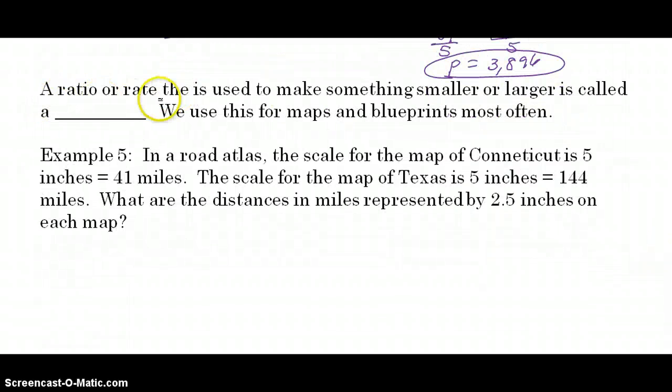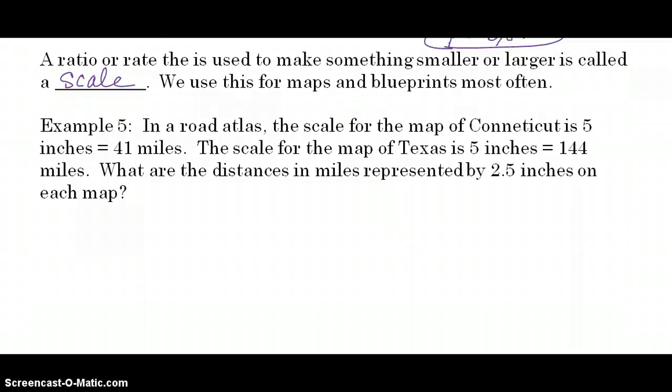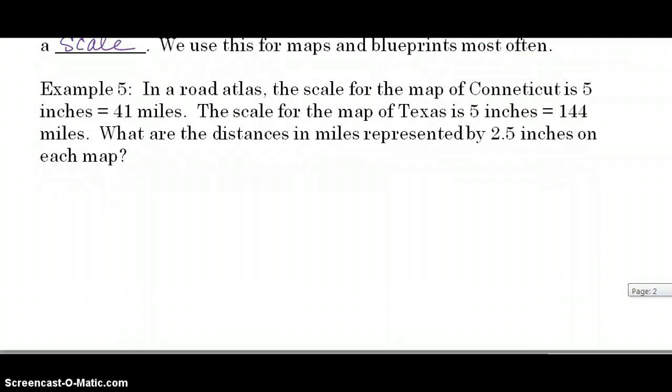Sometimes a ratio or a rate is used to make something smaller or larger. You're comparing the two. This is called a scale. You'll see scales used often in maps, blueprints. I'm sure there's other situations that I haven't thought to list here, but there's many times that we'll use a proportion to actually draw a house on paper. It would take way too much paper, but we can draw it to scale on a smaller piece of paper. Likewise, they do the same thing with maps.